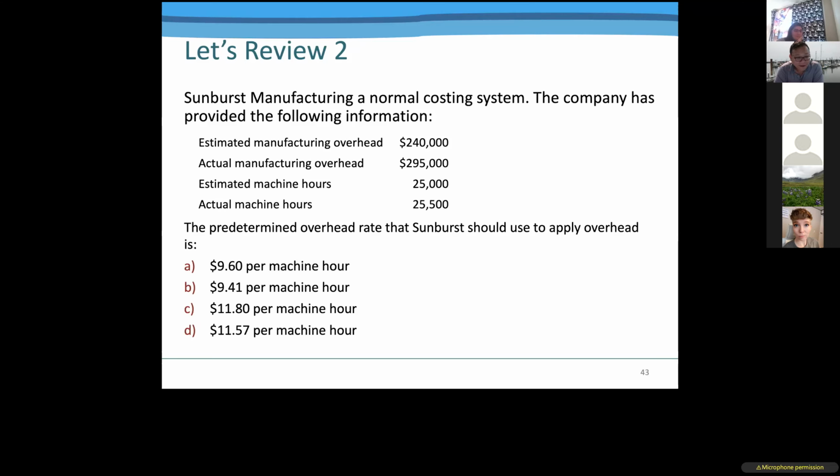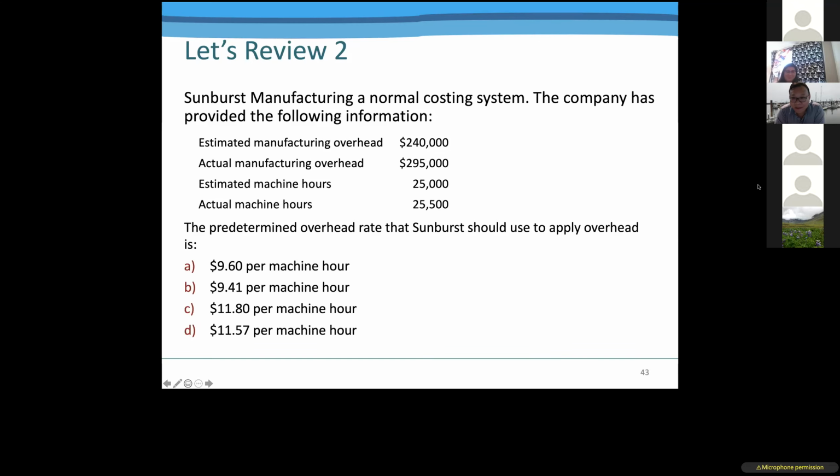Is it $9.60 per machine hour? Anybody else? Who is that, Jamie? Yeah, that was me. Is it 9.41? Okay, I heard 9.60 and 9.41. I think it's 9.41 because you have to use your actual machine hours. I think it's 9.6. I think 9.6 too. If you think it's 9.6, raise your hand.